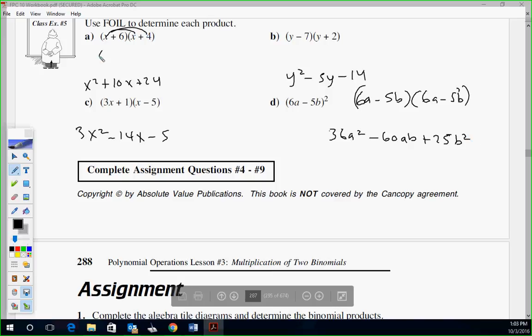X squared, 4x, 6x, 24. 4x and 6x make the 10x. Y squared, 2y, negative 7y, negative 14. 2 minus 7 is negative 5.